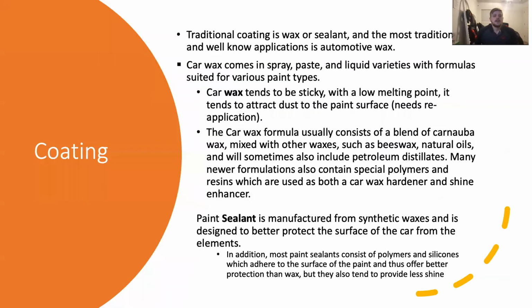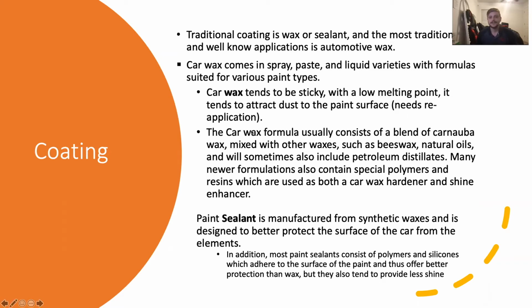Next, coating. Coating is traditional wax or sealant. The most traditional or well-known application is automotive wax. Car wax comes in spray, paste, or liquid variants with formulas suited for various paint types, so you don't destroy your type of car's paint or whatever you're looking into doing.